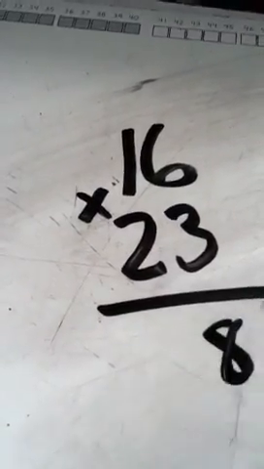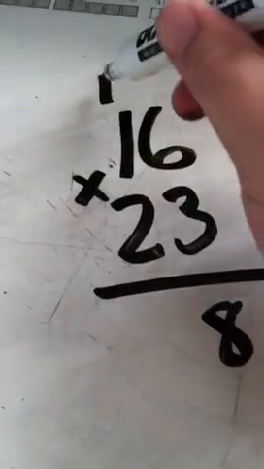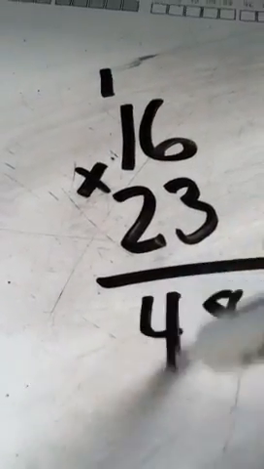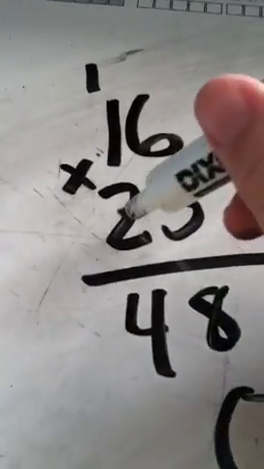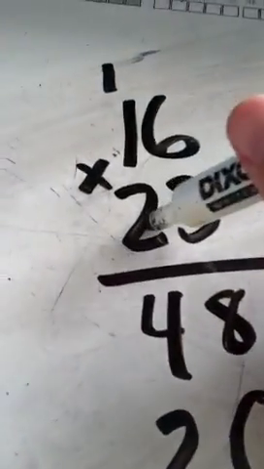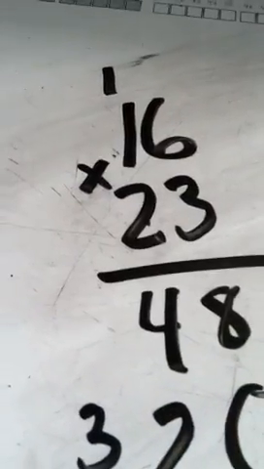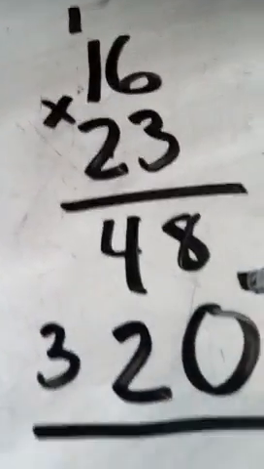6 times 3 is 18. Put down your 8, carry your 1. 3 times 1 is 3, plus the 1 is a 4. Put down your 0. You have 2 times 6 is 12. Put down your 12. Carry your 1. 2 times 1 is 2. Plus 1 is 3. Now you're going to go ahead and add.